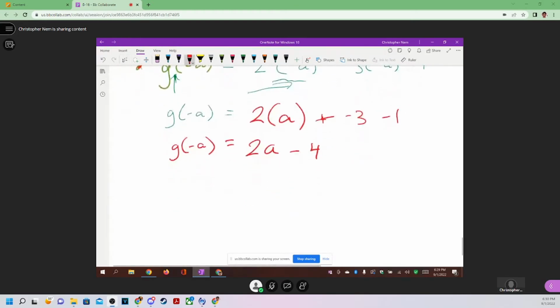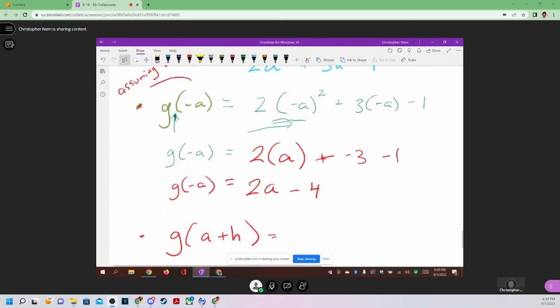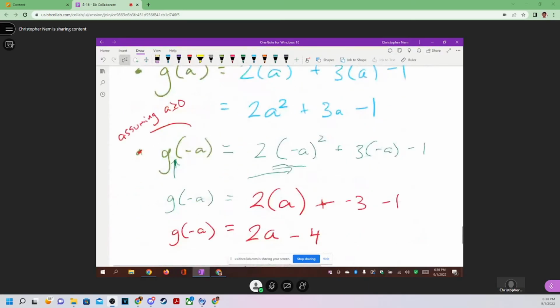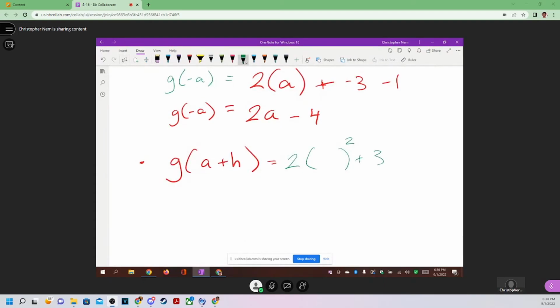Well, let's take it even a step further. What if I had g of a plus h? What if I throw in not just one term, I throw in 2 terms into my function? Well, let's go back to our original function over here. It says we're going to be doing whatever's inside, we're going to do 2 times the squared amount plus 3 times that amount, or whatever's inside, minus 1. Well, now I know what to throw inside. I'm just throwing inside 2 terms. So why not throw inside 2 terms? Boom.